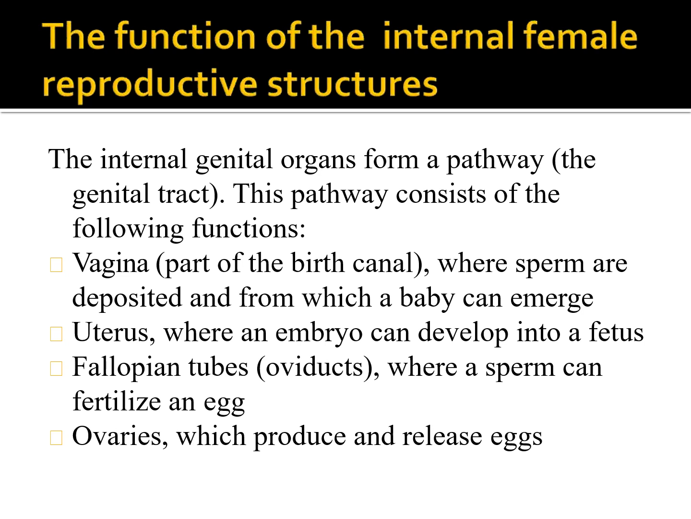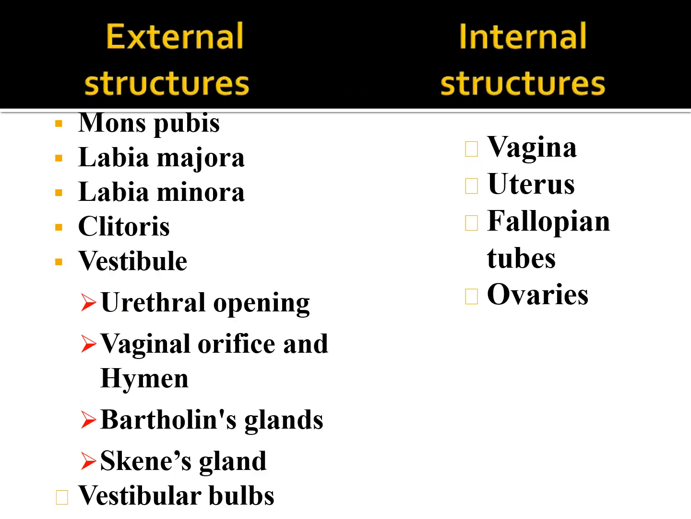The function of the internal female reproductive organs includes being a pathway of the genital tract. The pathway consists of the following functions. The vagina is part of the birth canal, where sperm are deposited and from which the baby can emerge. The uterus is where the embryo can develop into a fetus. The fallopian tubes are where sperm and ovum get fertilized, the union of sperm and ovum occurring in the fallopian tube. And the ovaries produce an ovum every month. So overall we have seen the functions of the external and internal genital organs.